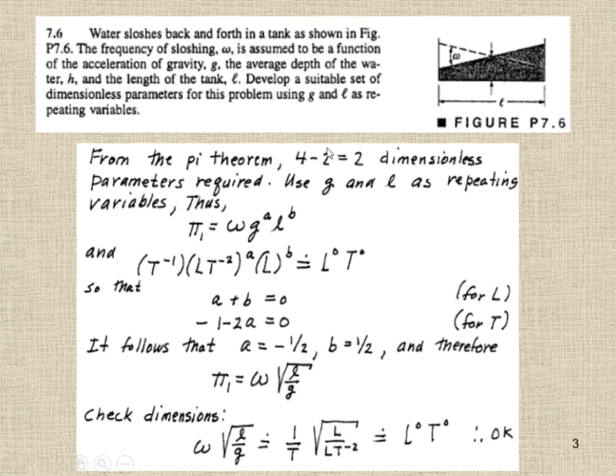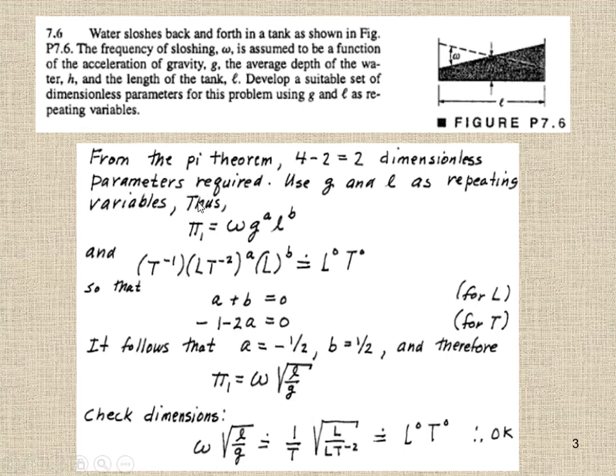So here 4 minus 2 is equal to 2. That means only 2 dimensionless groups will be formed. Only 2 dimensionless parameters will be required in this case. We can reduce 2 variables in this case. So here we use g and L as repeating variables.